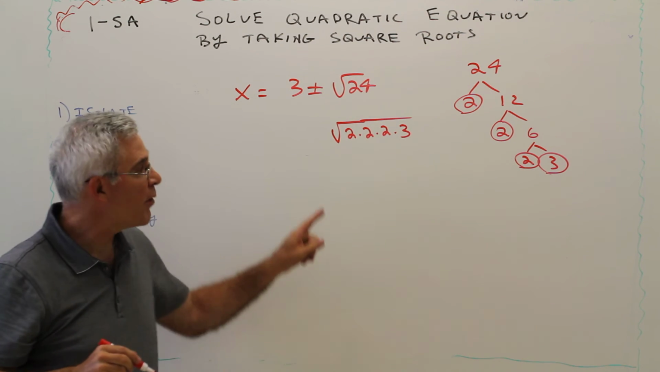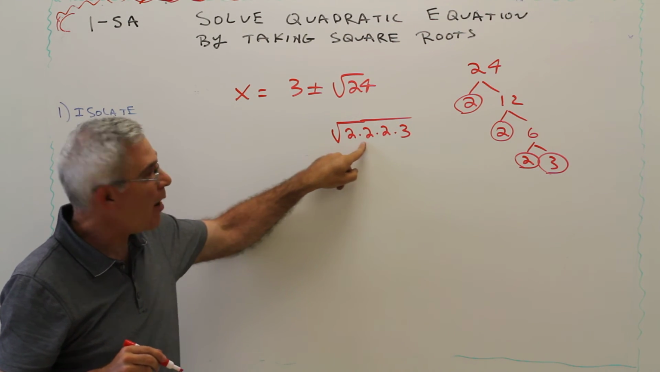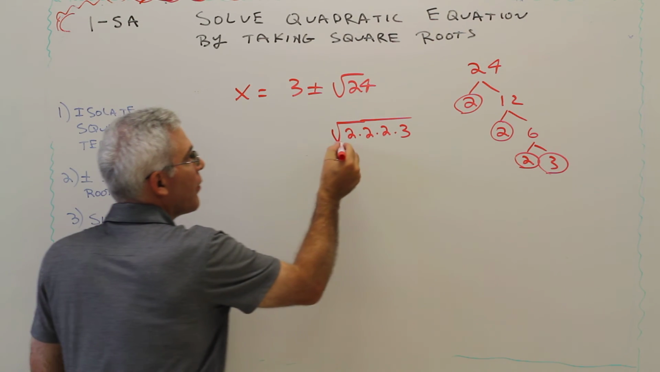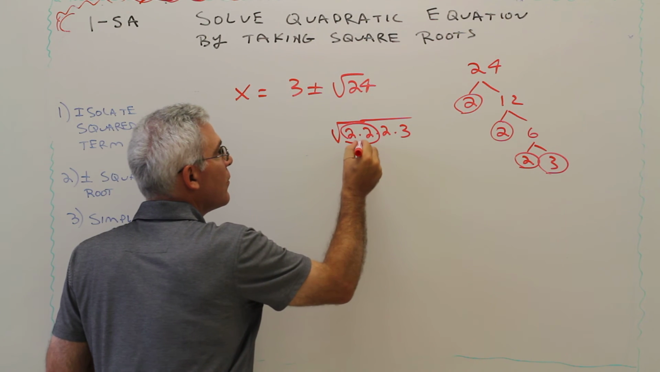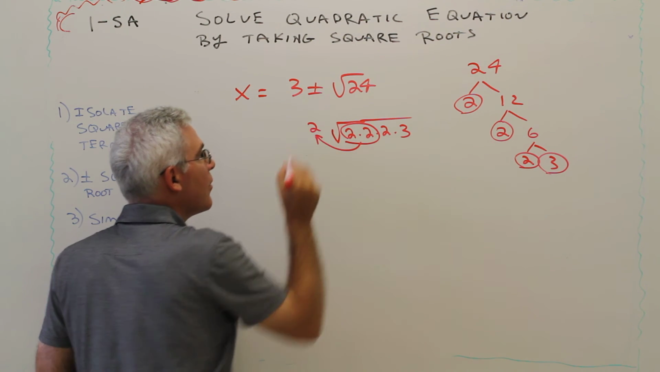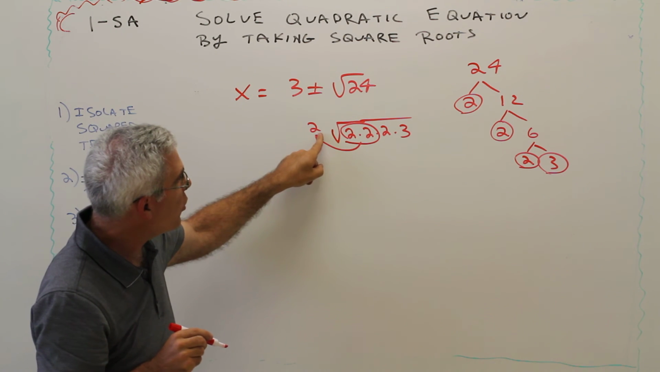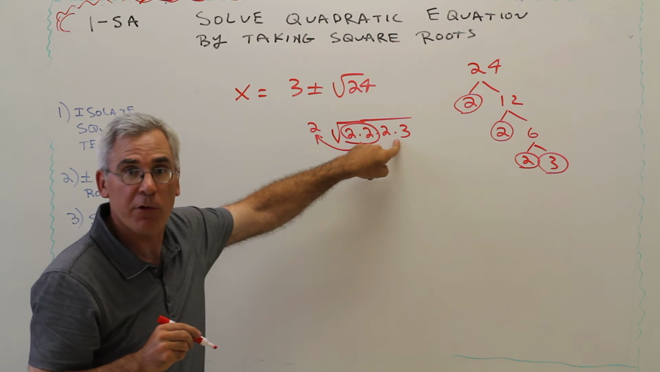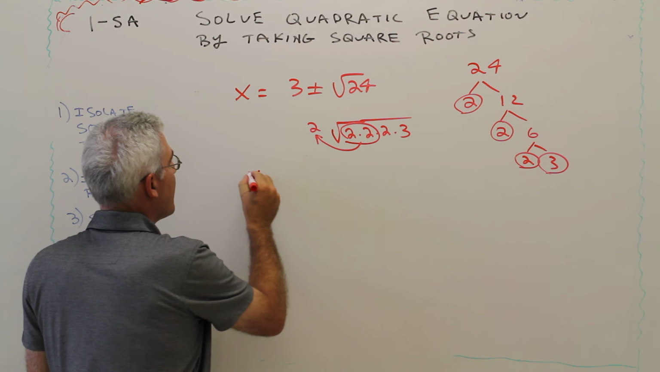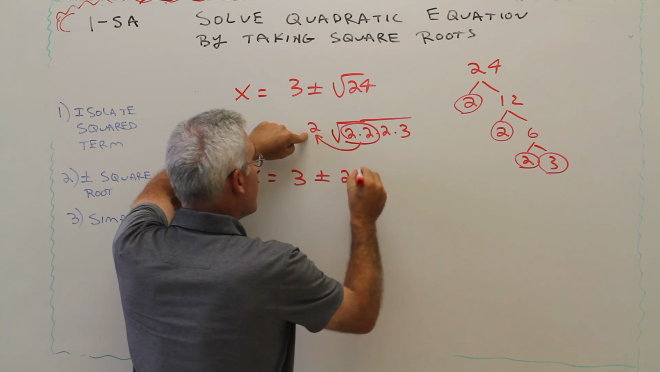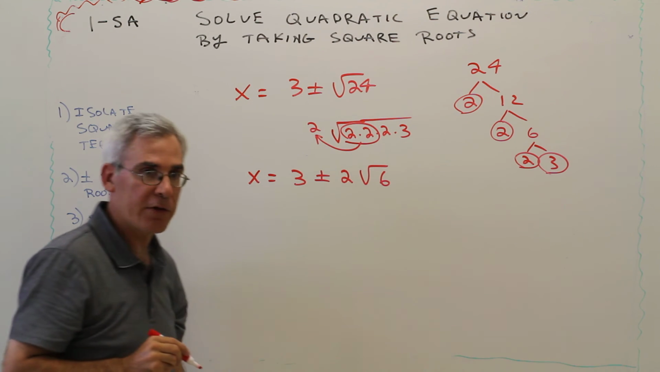And for square roots, I'm looking for pairs of numbers, and then I could bring one of those out. So I circle the two 2's. I bring one 2 to the outside. So the square root of 24 can be written as 2 times the square root of 6. So I've got x equals 3 plus or minus 2 radical 6.